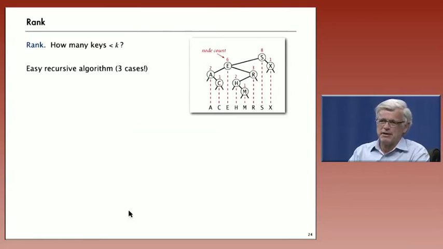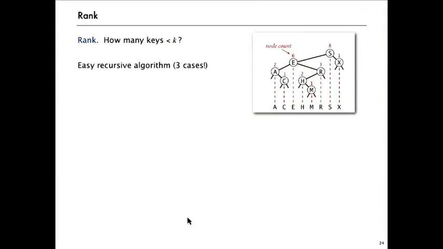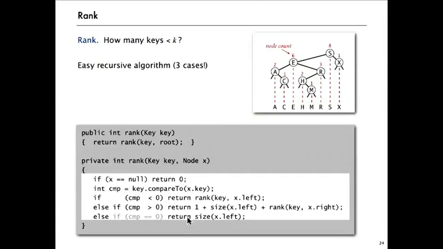So now how do we implement rank? Well, it's a little like floor. It's an easy recursive algorithm, but there are 3 cases. So let's look at the 3 cases. We want to know the number of keys less than k. So we're going to have a recursive algorithm for our given key.